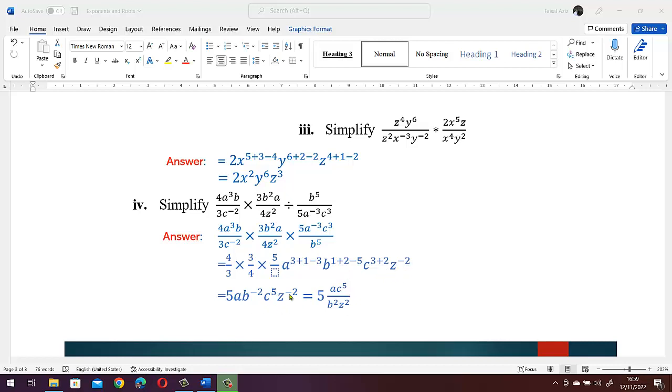So after simplifying all these calculations, we will find this answer: 5ab power minus 2, c power 5z power minus 2. What we can do is shift b power 2 and z power minus 2 in the denominator, because as of now their powers are negative. When they go in the denominator, their powers will be positive. So viewers, I hope you have understood how to simplify the given expressions.